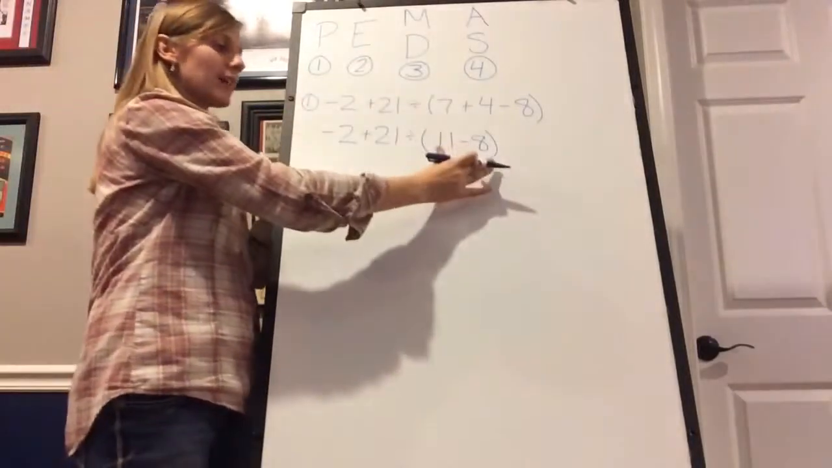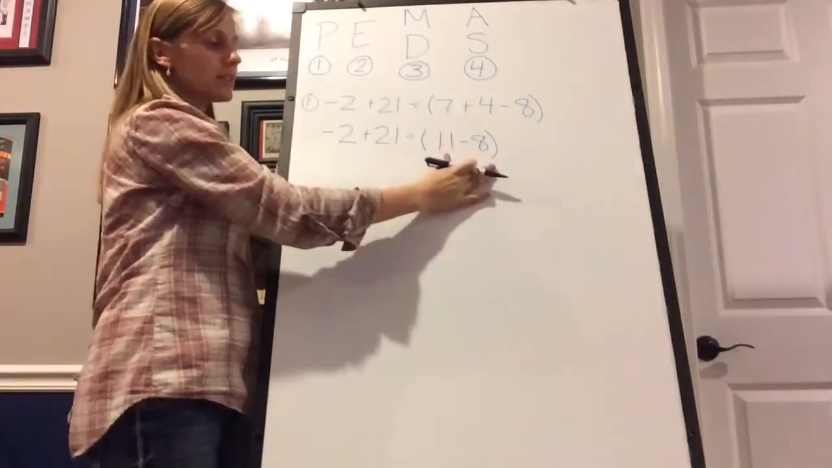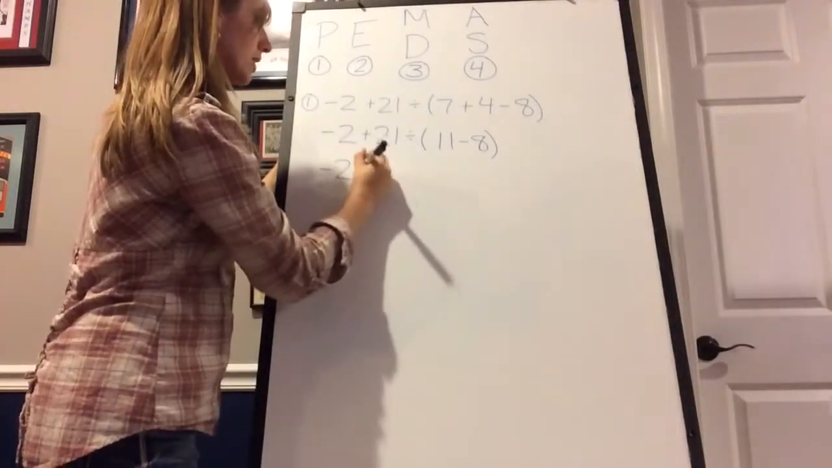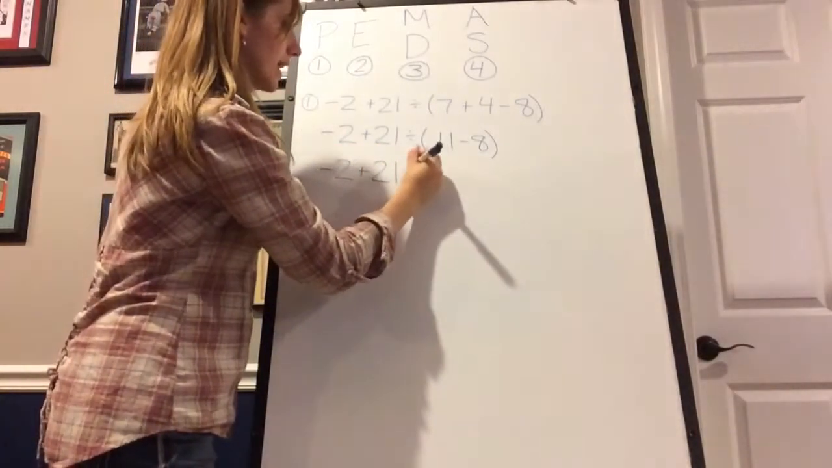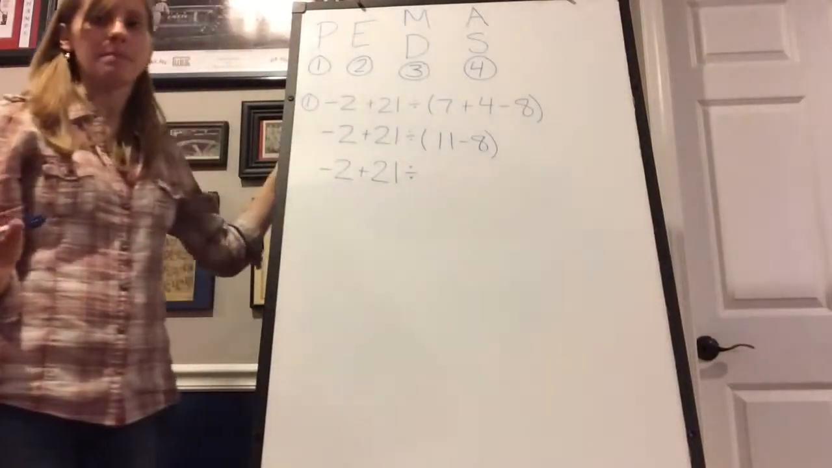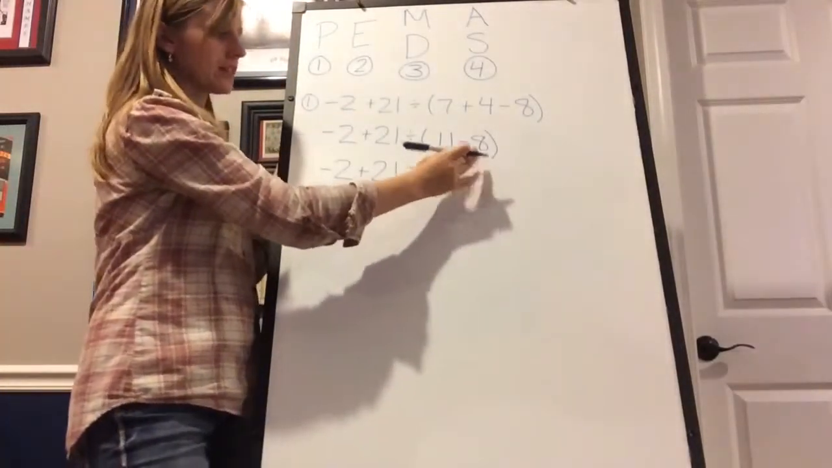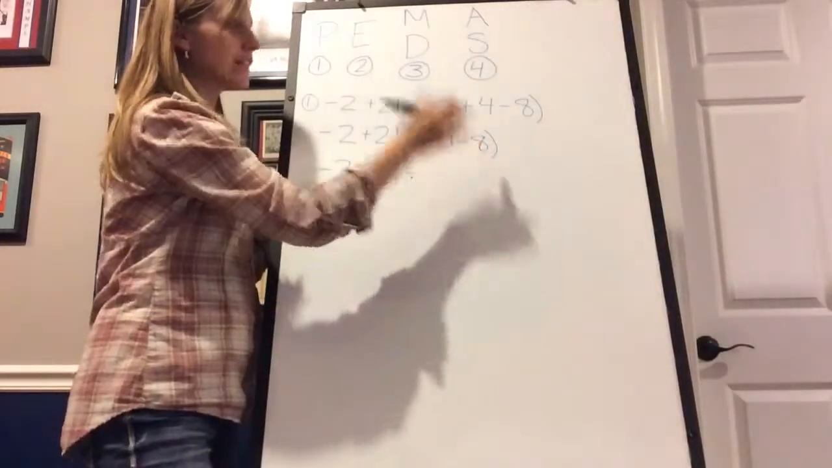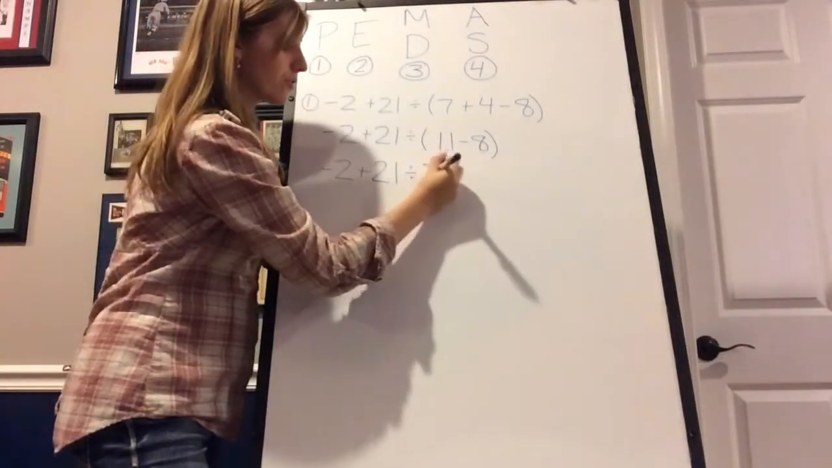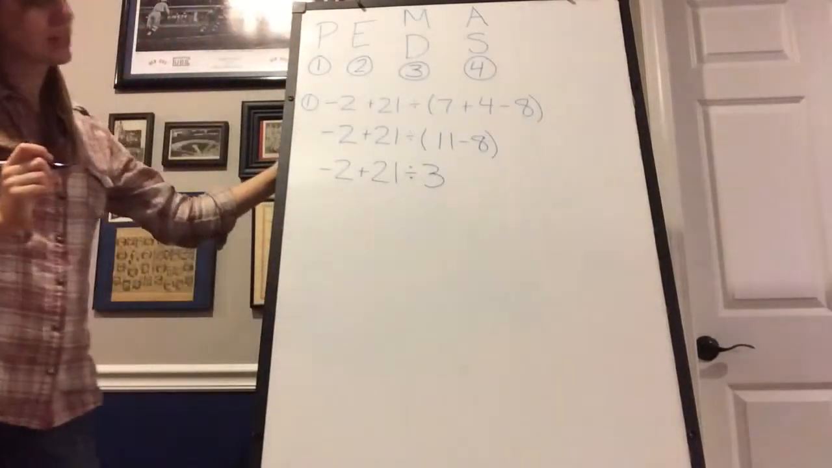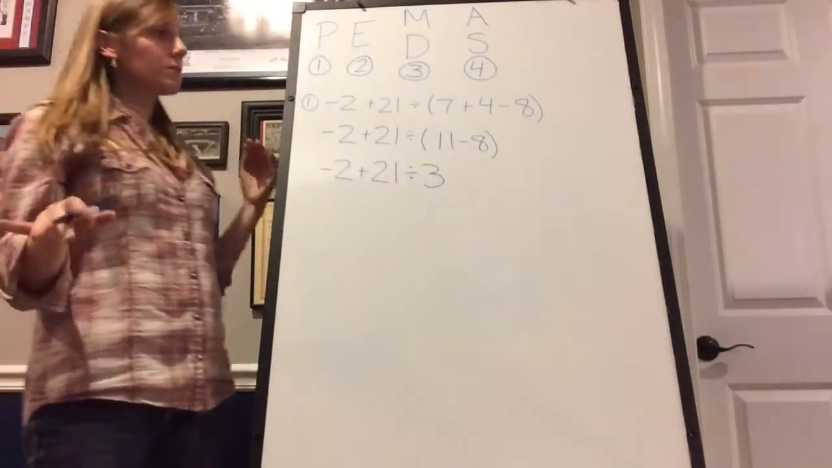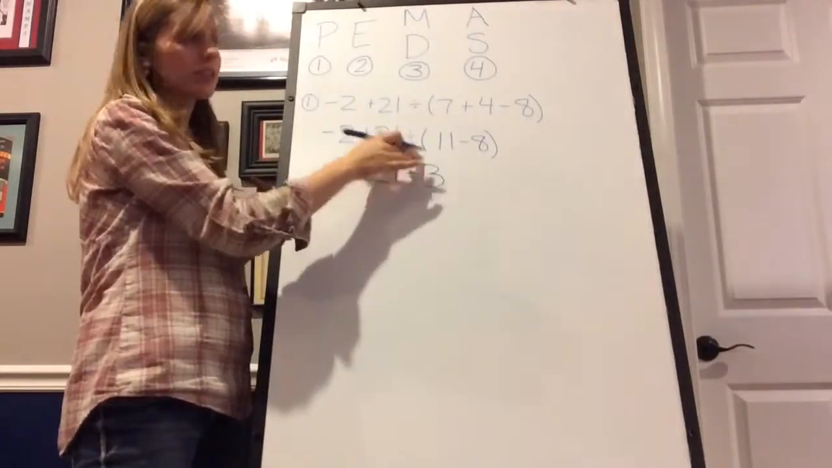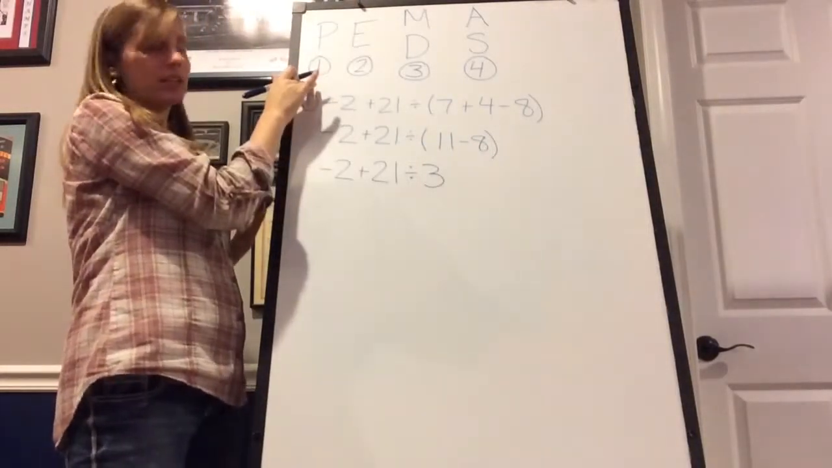So, next step, still not done with parentheses, so I still go to my parentheses, which means my -2 plus 21 divided by, that all stays the same. Now we can do the parentheses. There's only subtraction, so that's all I can do. 11 minus 8 is 3, so 3 comes down. At this point, all of our parentheses are gone. I don't need it anymore because I've done all of the operations, so I'm done with that first section.